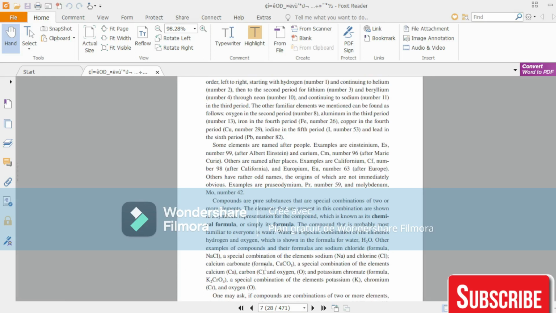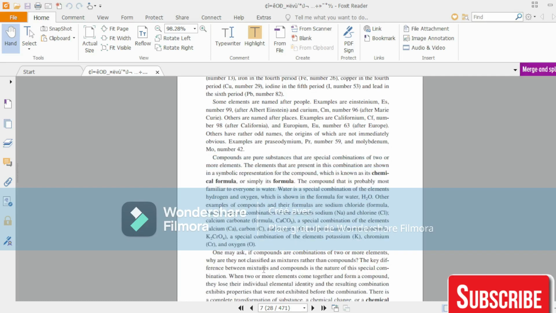Other examples of compounds and their formulas are sodium chloride, formula NaCl, a special combination of the elements sodium, Na, and chlorine, Cl. Calcium carbonate, formula CaCO3, a special combination of the elements calcium, Ca, carbon, C, and oxygen, O. And potassium chromate, formula K2CrO4, a special combination of the elements potassium, K, chromium, Cr, and oxygen, O.